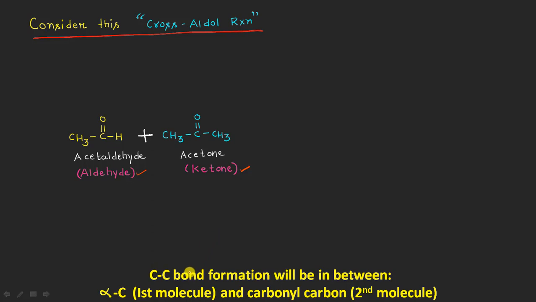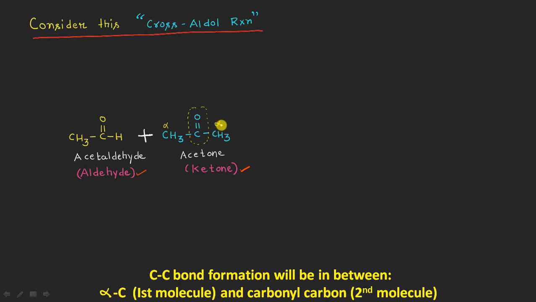in order to remind you once again that the carbon-carbon bond formation will always be in between the alpha carbon atom of the first molecule and the carbonyl carbon of the second reactant molecule, right? So if you look here in this combination, that is the acetaldehyde plus acetone, if we say that this is the carbonyl carbon here of the acetone molecule, obviously this will be the alpha carbon and the hydrogens will be alpha hydrogens here. The acetone molecule here is having two different alpha positions.